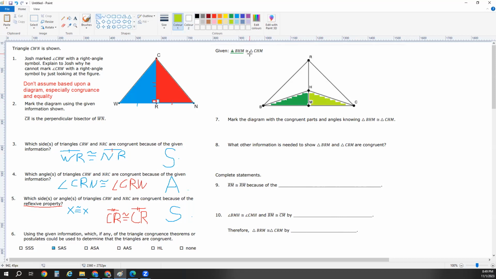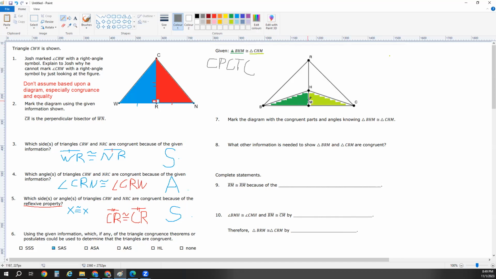Those are congruent. If I remember that congruent part, corresponding parts of congruent triangles are congruent, right? I'm gonna mark up some stuff about these congruent parts of congruent triangles, and this should help me out a bunch. So I'm gonna mark them up in red.